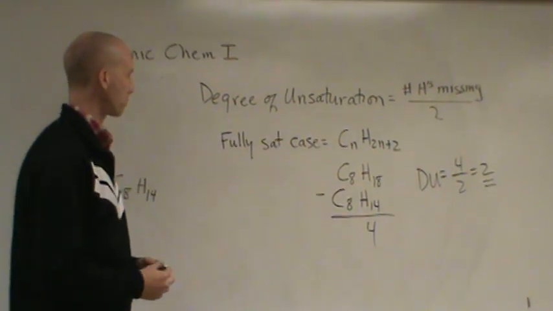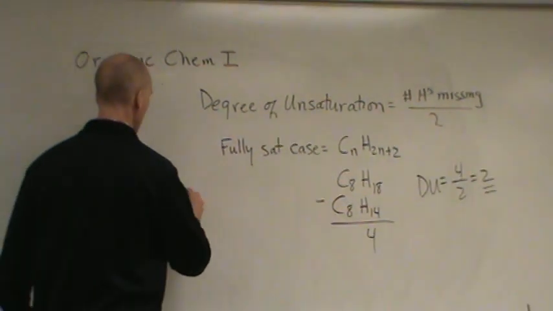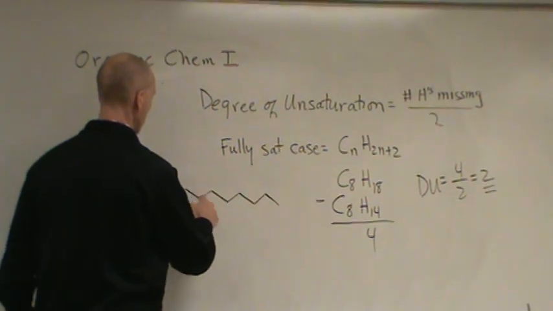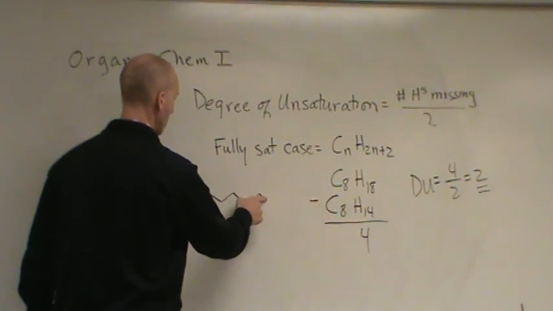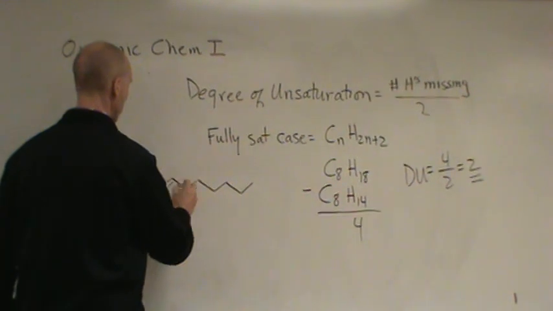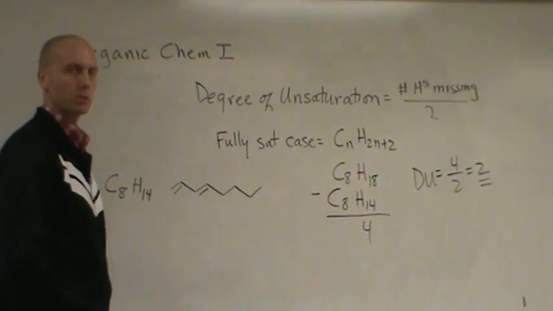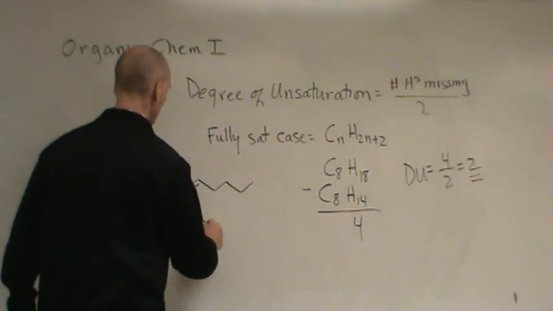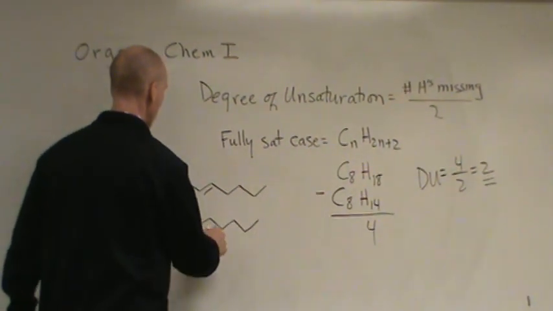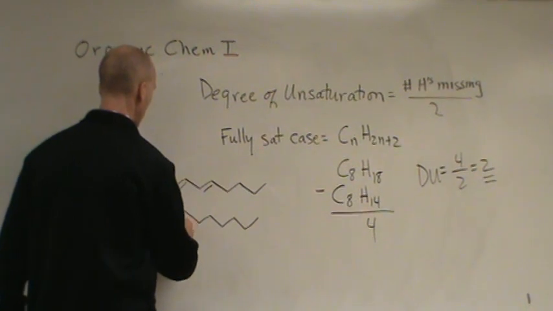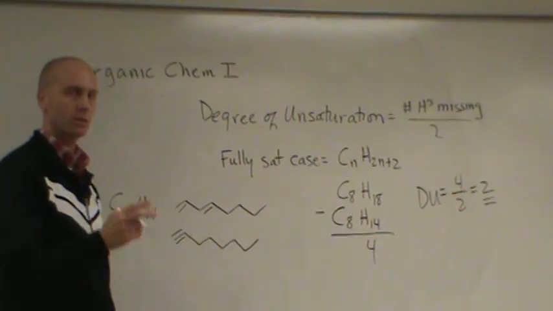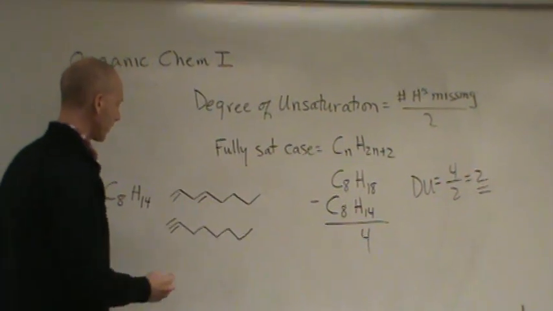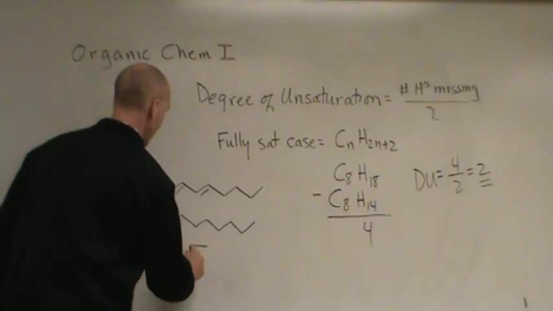So what are some possible structures for this? Well, I could just draw 8 carbons, and I could put in simply 2 double bonds. That's one option. Or I could put in 8 carbons and a triple bond, takes up 2. Or another option, maybe draw a ring.